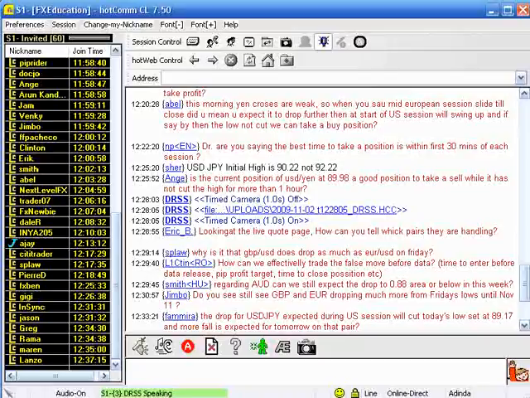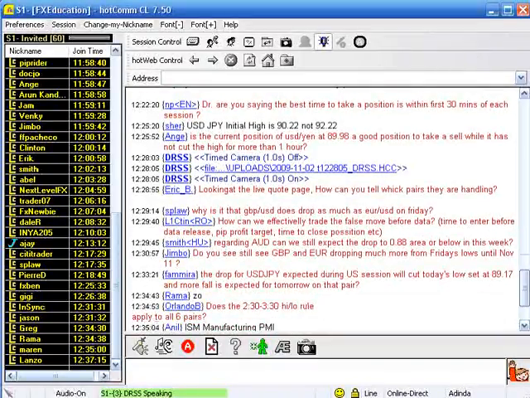So don't try to do such sort of sell and buy trade when there is a drop. And similarly, during a rise, don't try to buy. Looking at the live market quote page, how can you tell which pair they are handling?